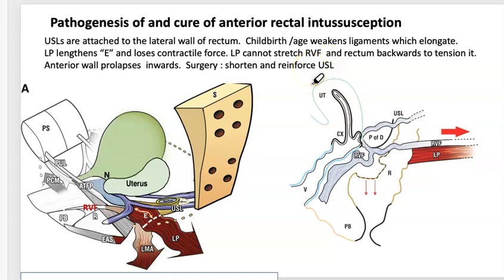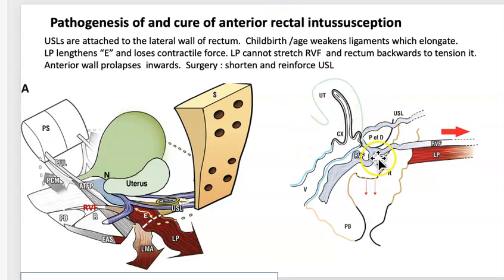Professor Abendstein from Austria was the first man to do this. He showed that if you do a posterior sling, you shorten and reinforce the uterosacral ligaments. He showed radiologically with proctograms that he cured the anterior rectal wall intussusception.